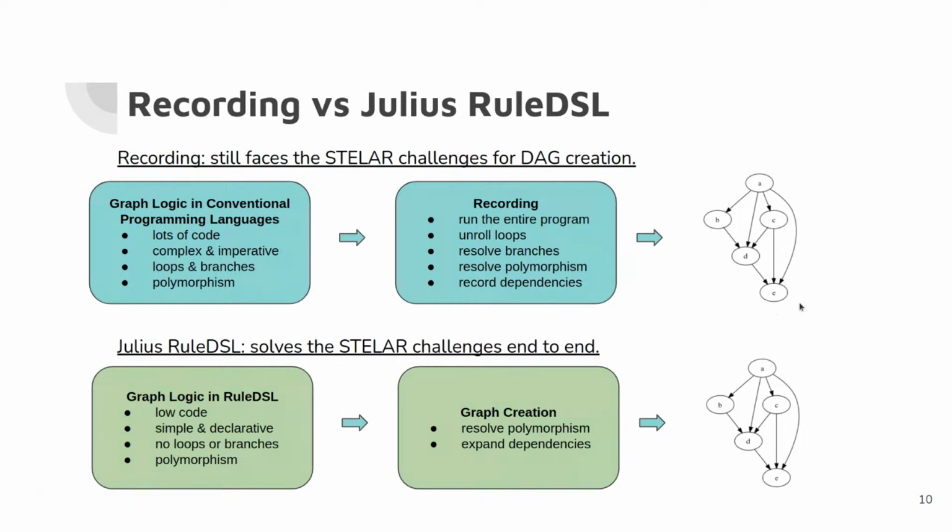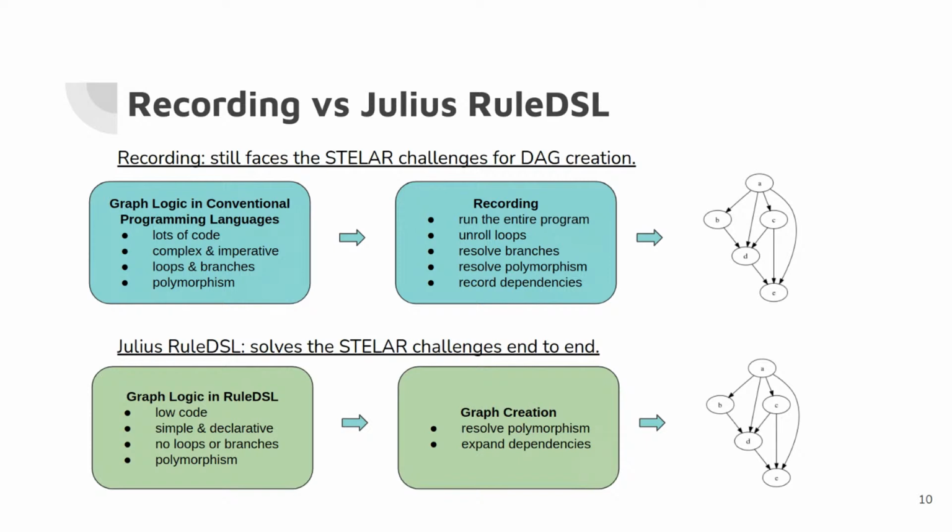But if you look at the final output you want to produce, it's a computational DAG which doesn't have any of these features. It doesn't have loops. It doesn't have branches. It doesn't have polymorphism. It's just a computational DAG, pretty much with all of this information removed.